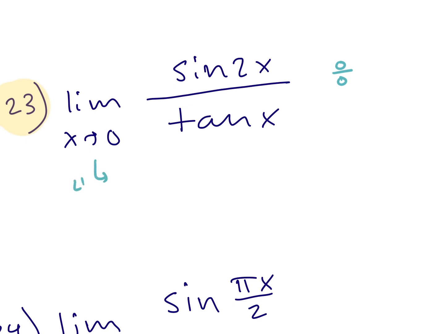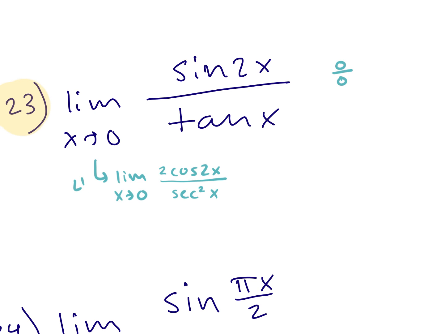So if I get 0 over 0, what could I do? L'Hopital's rule. So I have the limit as x approaches 0. We're going to take the derivative of our numerator and the derivative of the denominator. So the derivative of sine of 2x would be cosine 2x times what? Times 2, perfect. So 2 cosine 2x. The derivative of tangent of x would be secant squared of x.